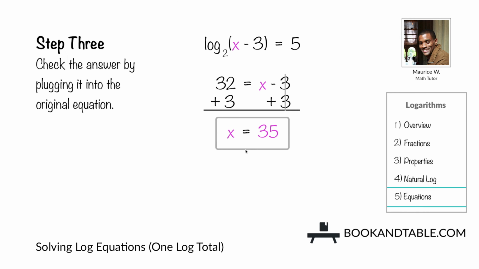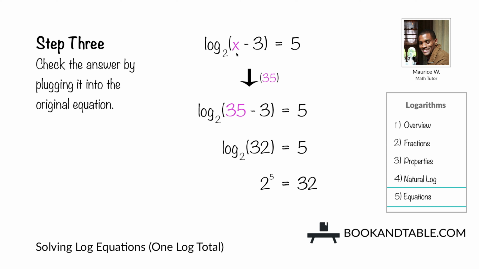And now that we've solved for x, step 3, we can check the answer by plugging x is equal to 35 into the original equation here for x. So when we plug in 35 for x, we get log base 2 of 35 minus 3, and 35 minus 3 is equal to 32, giving us log base 2 of 32 is equal to 5.